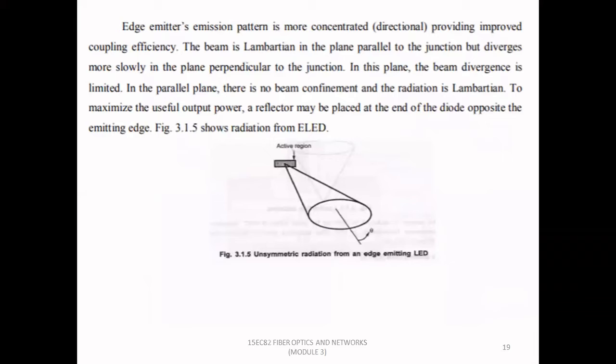Edge emitter's emission pattern is more concentrated or directional, providing improved coupling efficiency. The beam is Lambertian in the plane parallel to the junction, but diverges more slowly in the plane perpendicular to the junction. In this plane, the beam divergence is limited. In the parallel plane, there is no beam confinement and the radiation is Lambertian. To maximize the useful output power, a reflector may be placed at the end of the diode opposite to the emitting edge. So figure 3.1.5 shows radiation from ELED.